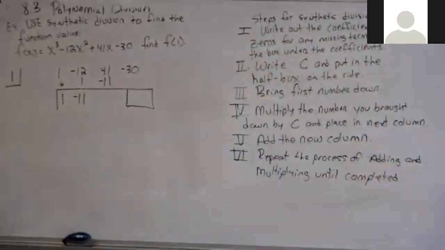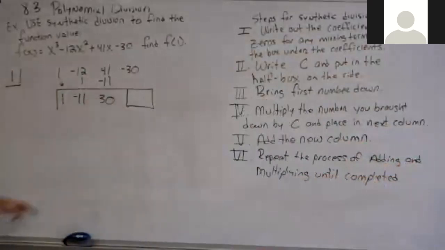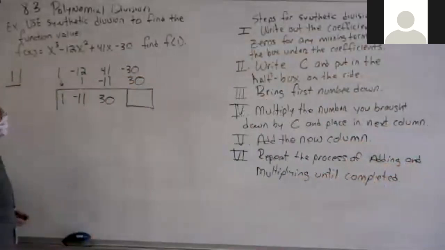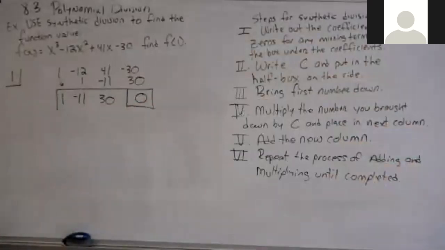Okay, so 41 minus 11 is what, 30? So that 30 comes down. I still got spaces, so I'm going to now repeat the process. 30 times 1 is 30. And then what, negative 30 plus 30 gives you a 0 remainder. So that means f of 1 equals 0.